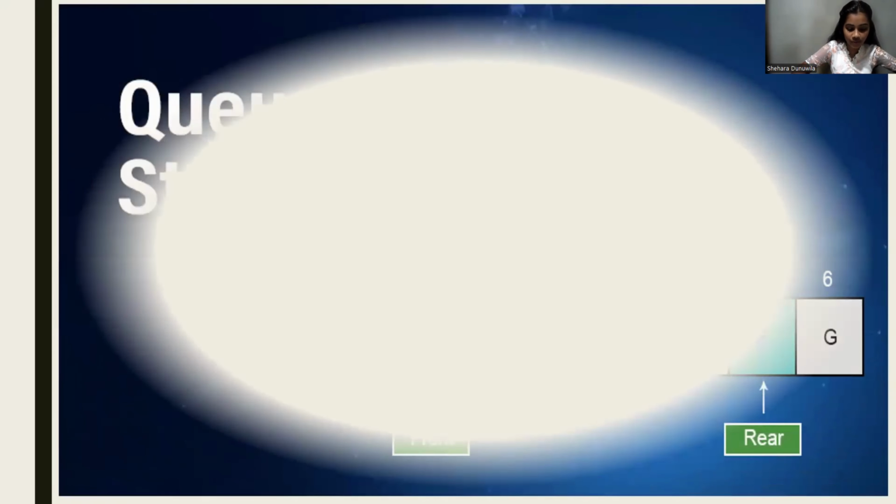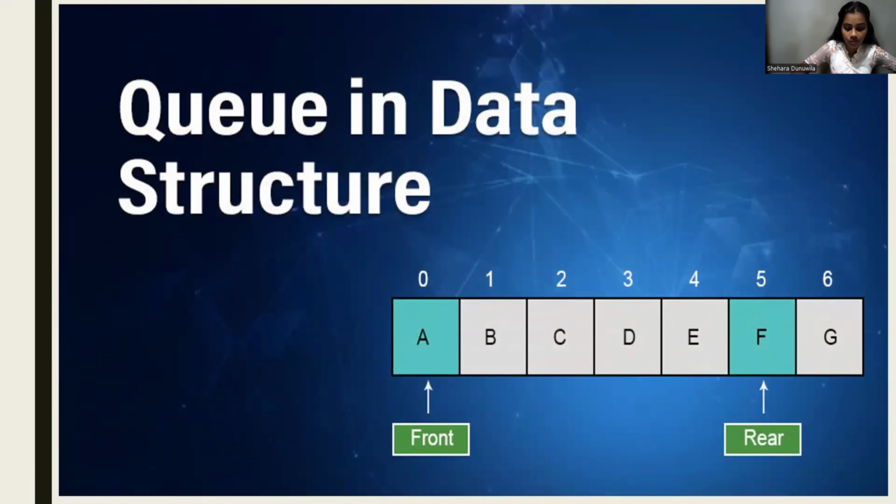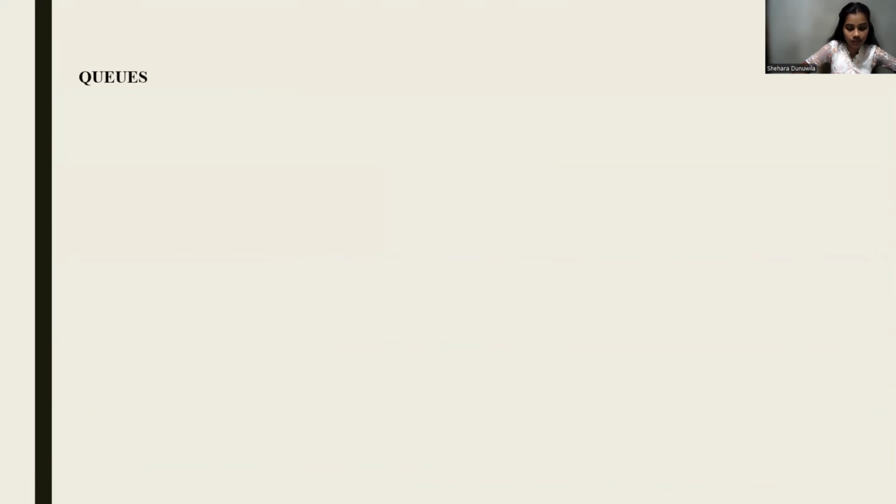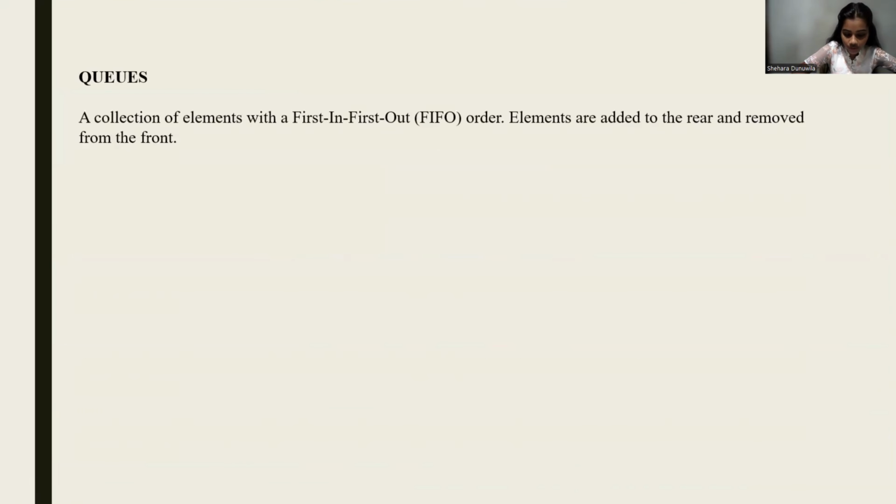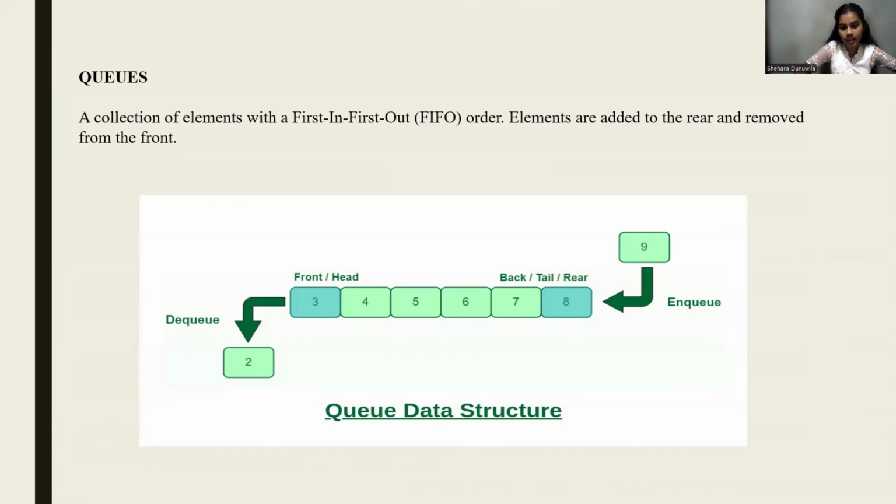Finally, we have queues. What is a queue? Think of a queue as a line at a grocery store checkout. The first person in line is the first to be served. This is the first in, first out principle. This is the simple definition of the queue: a collection of elements with first in, first out order. Elements are added to the rear and removed from the front. This is a simple example of the queue.